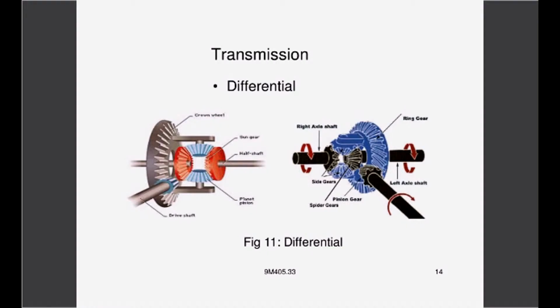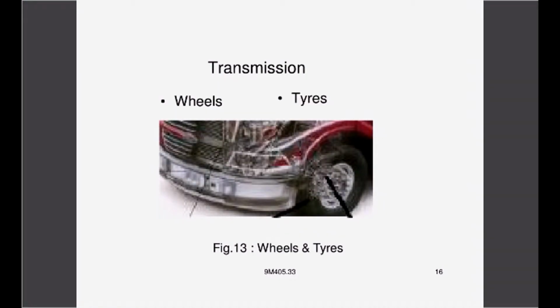See, this is the differential of an automobile. This differential is mounted on the two rear axles. It is used to provide varying motion to the inner wheel and outer wheel of the automobile while negotiating a curve. When the vehicle is moving over a curve, the inner wheel has to move at a slower speed and the outer wheel has to move at a higher speed so that the vehicle covers equal distances in the curves. These wheels and tires are also part of the transmission system of the vehicle, which we discussed already.